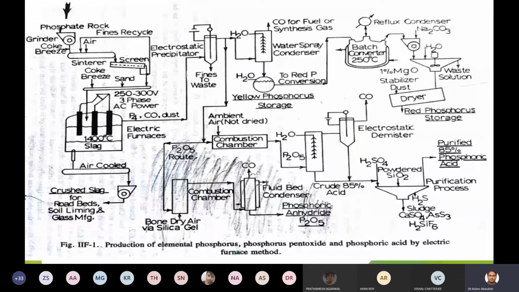In the grinder, sinterer and screen here, no temperature or pressure conditions are maintained. It will be carried out under normal temperature and pressure. Then the screened phosphate rock containing coke grease and air is further treated in the electric furnace. While treating in the electric furnace, we will add some amount of coke grease and sand.